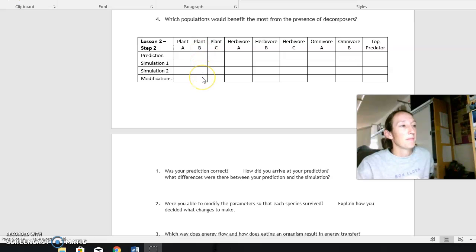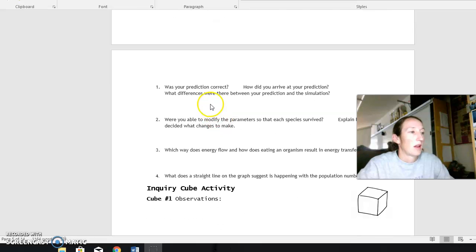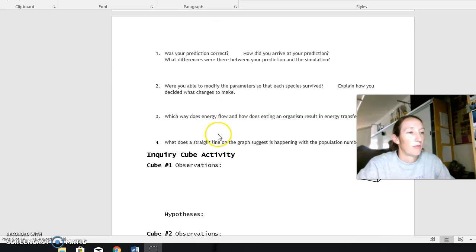And then plant B, would you want to modify that in simulation 1? Yes, it went to 0. 5,000 plants down to 0. So yeah, I'd want to modify. We never use plant C. Now herbivore A, omnivore A, top predator, you can use this for simulation 2 if you wanted. But you're just filling out yes, I'd modify, and no, I wouldn't. And then answering questions 2, 3, and 4.